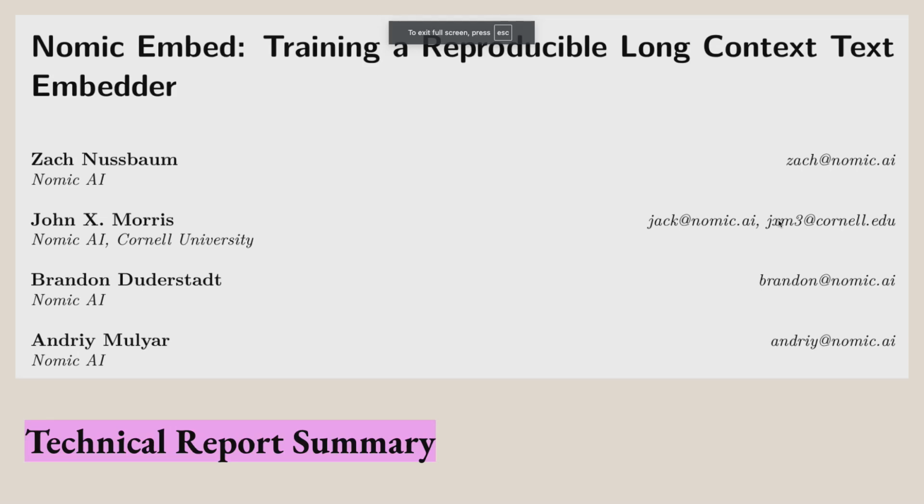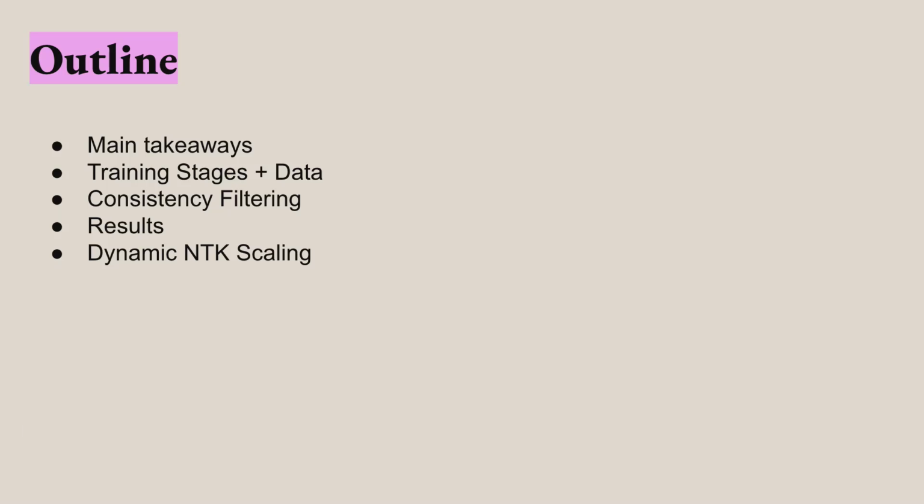In this video, I'm going to present a summary on the technical report Nomic Embed, Training a Reproducible Long Context Text Embedder by Nomic AI and Cornell University. I have 5 sections in my presentation. I'm going to start with main takeaways, then walk through the 3 training stages and the data used in those stages, and this is going to be the bulk of my presentation. I'm going to talk about consistency filtering and then go into results, and then I'll end with Dynamic NTK Scaling.